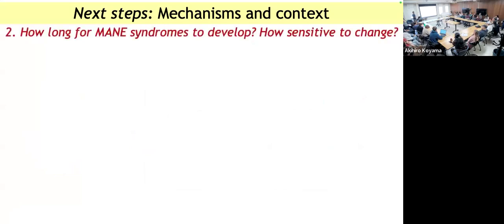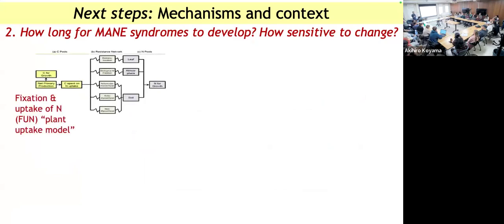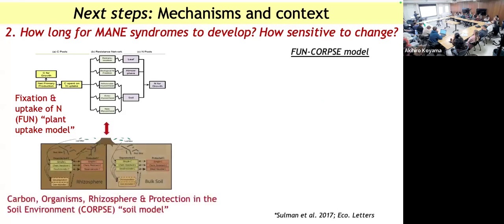The second thing we're trying to understand is how long main syndromes take to develop and how sensitive they are to change. We did some modeling of this because it's hard to run experiments for a long period of time. I worked with a modeler, Josh Fisher, who developed a plant allocation model called FUN, which is basically an optimality model. Then we coupled it with another model from another postdoc, Ben Solomon, called CORPS. We put the two together and had a model called FUN CORPS. I know, not so good, but plants and then soil, we're matching these two state-of-the-art models together.